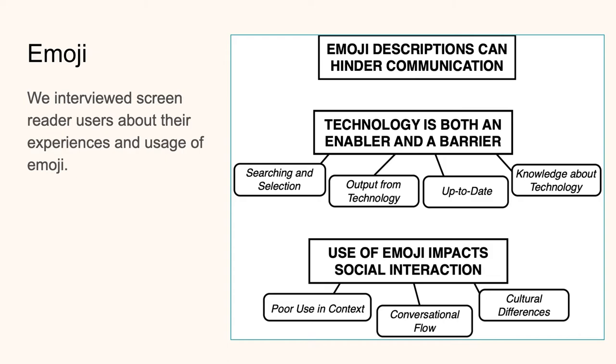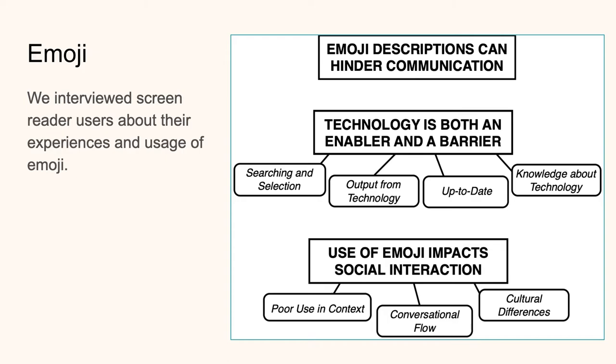And then the use of emoji is impacting on social interaction. People use them poorly in context, like that 3:30 versus 4:30 example from before. It disrupts conversational flow, where I have to then maybe find out what that emoji is because I don't know, or I didn't understand, and now we have to have a conversational repair so that myself and my communication partner are both talking about the same thing.